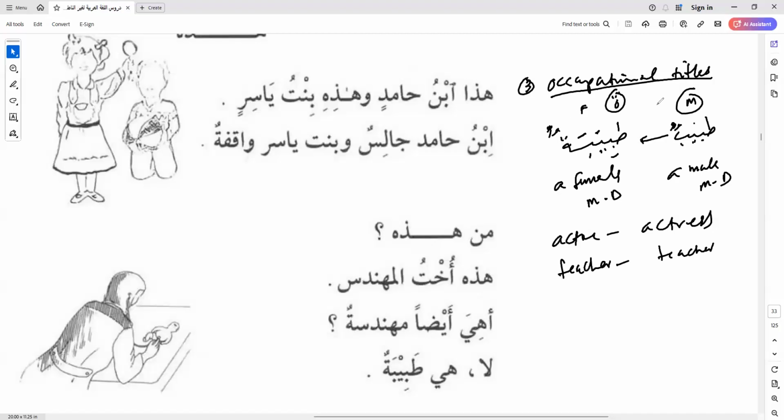And also you can reverse engineer. You can reverse engineer the taw marbuta. So if you have tabibatun, then tabibatun can be made what? Tabibun. So you reverse engineer. Tabibun, this is female and this is male. All right, let's go to maybe the final part of the passage in the book.